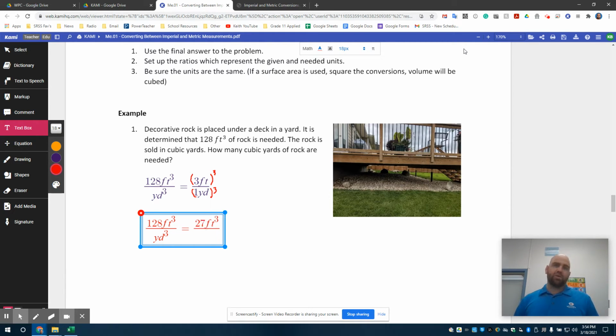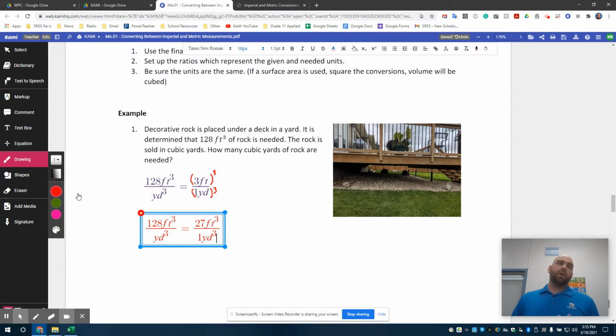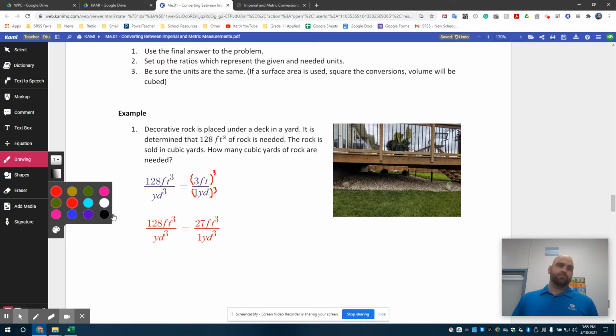So 3 times 3 times 3 is 27 cubic feet. And 1 times 1 times 1 is 1 yard cubed. That doesn't change. So you'll notice that even though there are only 3 feet in a yard, there are 27 cubic feet in a cubic yard. I'm going to show you a graphic on that in just a little bit. Now we have it set up so that our units are all the same, which is extremely important when we are solving a question.